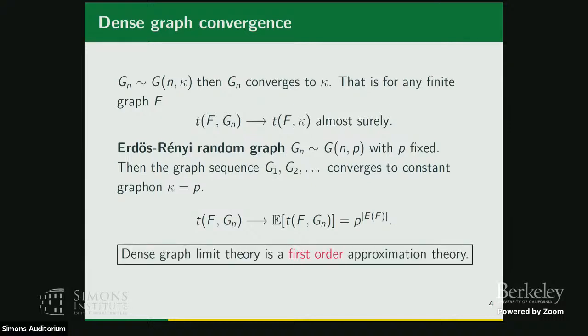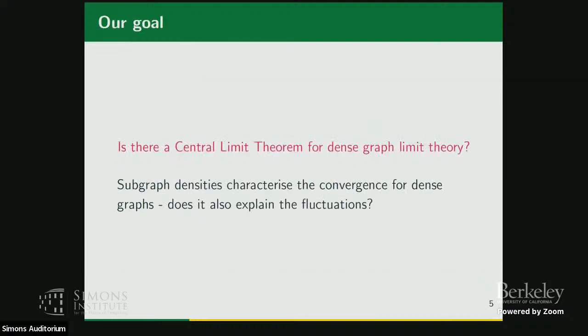Now, as Adrian mentioned in his talk yesterday, this is only a first order limit theory. You only know about the convergence. The next obvious question that one would like to ask is whether there is a central limit theory here. Because the first order limit theory is given in terms of the subgraph densities, one would expect that the fluctuations can also be expressed through the subgraph densities.